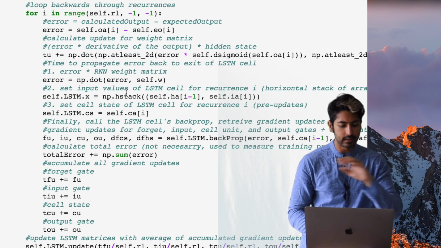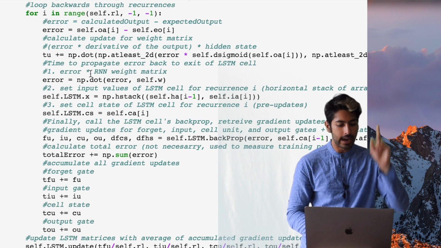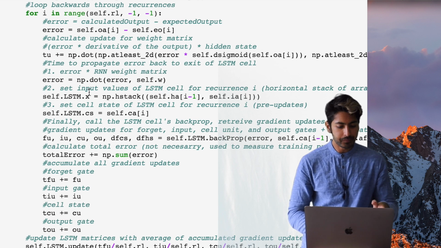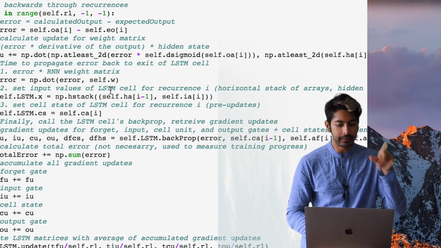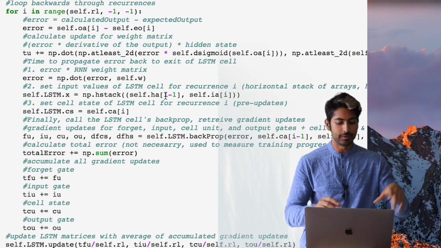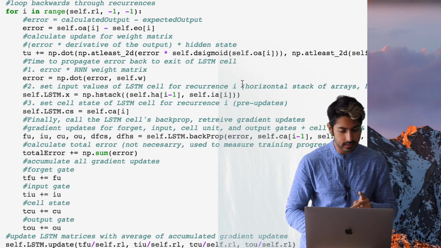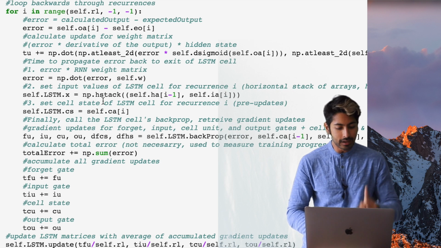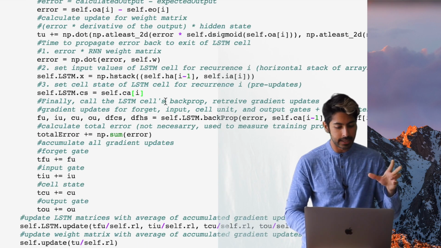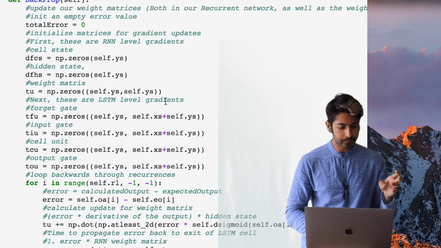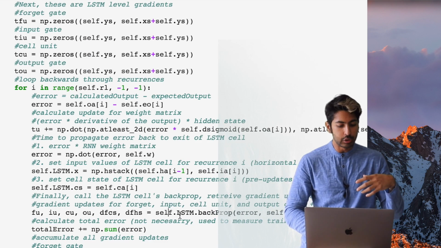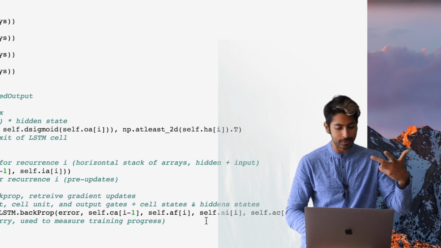So the way we do that, it's 3 steps. We compute the error times the recurrent network weight matrix, and then we set the input values of the LSTM cell for recurrence, and then finally we set the cell state of the LSTM cell for recurrence. That's pre-updates. And then we recursively call this backpropagation using these newly computed values, right?